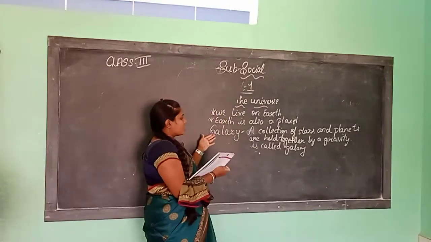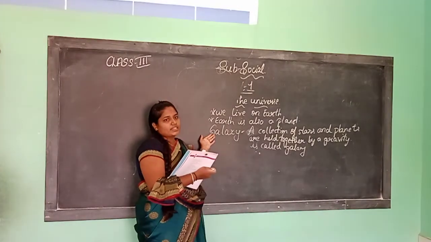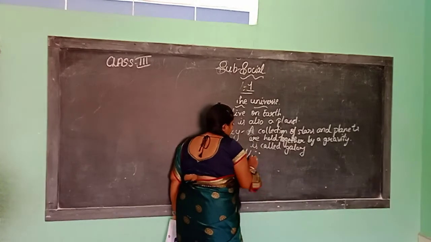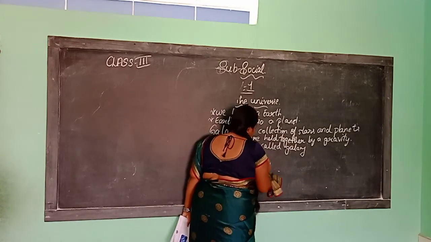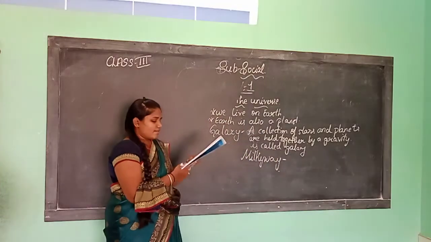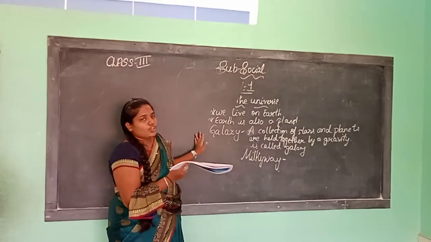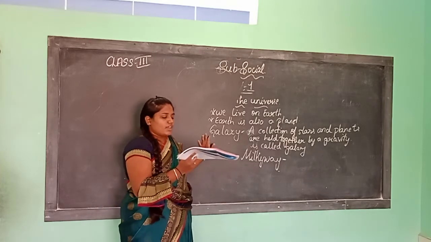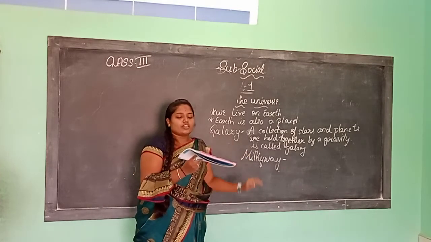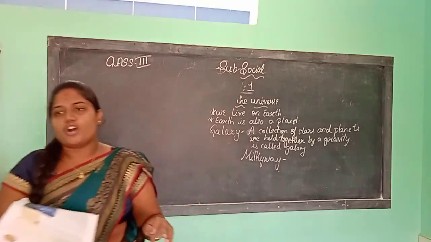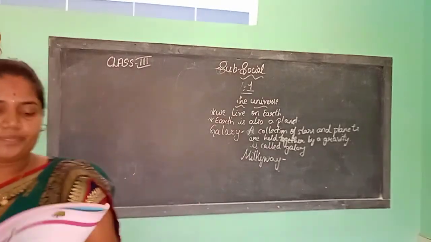So, in which galaxy does our solar system exist? In the Milky Way galaxy. In the Milky Way galaxy, our solar system exists. How is the universe formed? All these galaxies and innumerable comets, asteroids, dust and space rocks together form the universe.